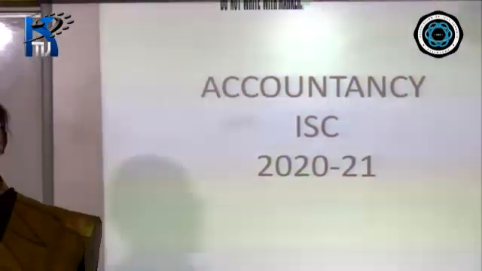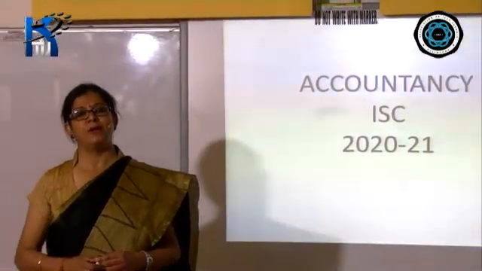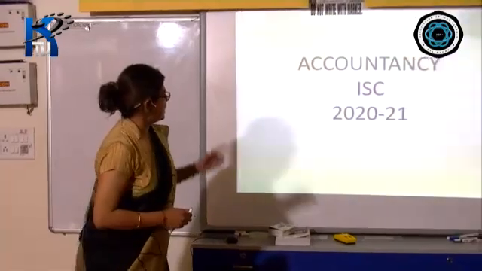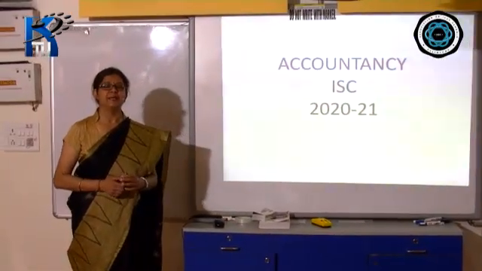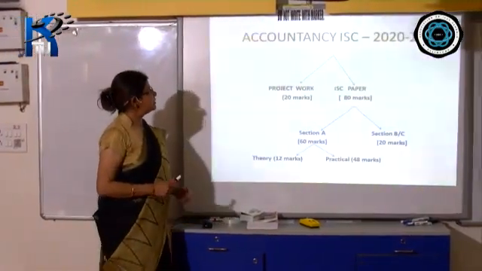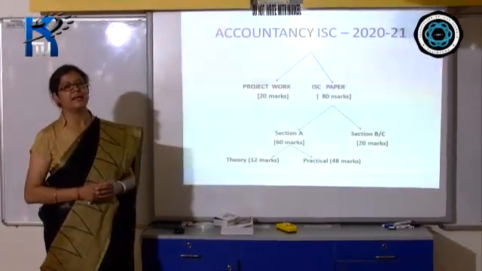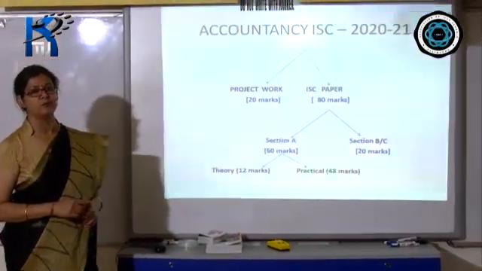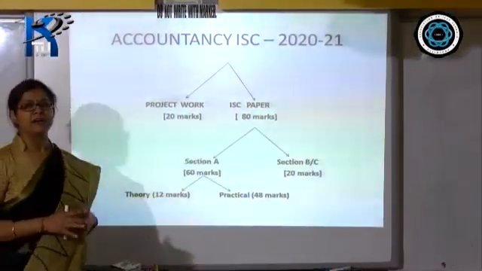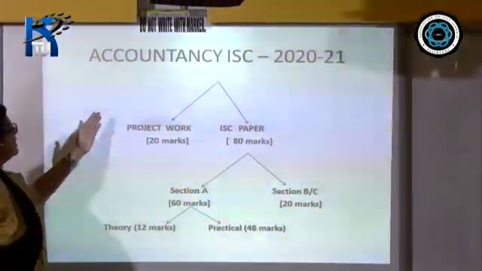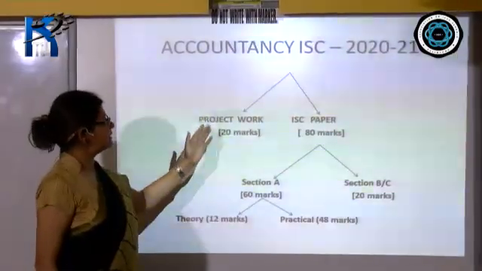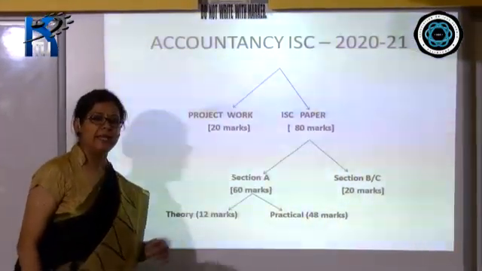Hello everybody. Welcome to the first class online for accountancy. Accountancy for 2021. The syllabus for accountancy and the marks bifurcation goes like this. 100 marks is bifurcated as project for 20 marks and the paper for 80 marks.